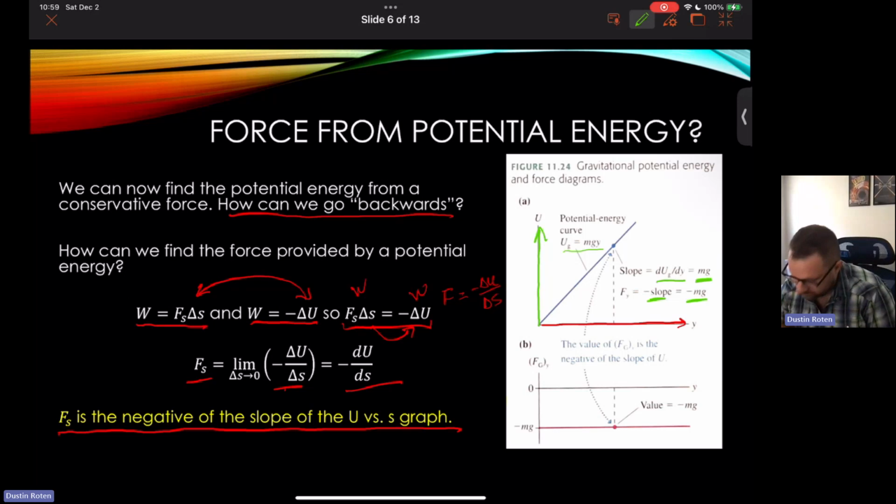You can see down here, panel B, if you're interested, the slope of this linear relationship here, as you well know, is constant. So when we actually take the derivative, we just get negative mg. And that's constant, it stays constant. So that's what's going on in the second panel. But the main thing here is just to realize that force equals negative dU/ds. That's quite important.